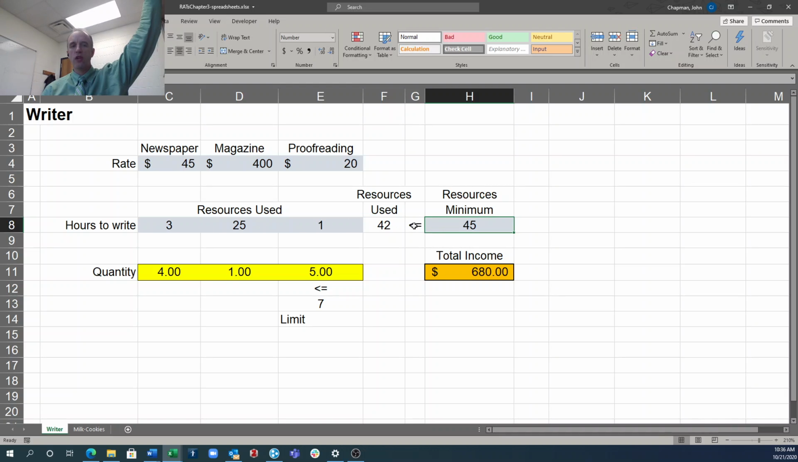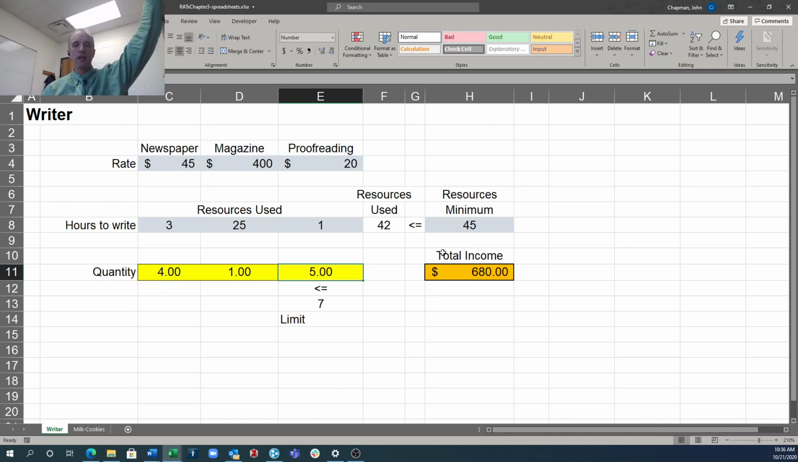So there's a constraint here that she wants the total resources, or total time used, to be less than or equal to 45. In addition, she really only wants to do 7 hours of proofreading a week. That's the max. That's all she can take. So we add a limit here on the proofreading end: the total amount of hours for proofreading is less than or equal to 7.